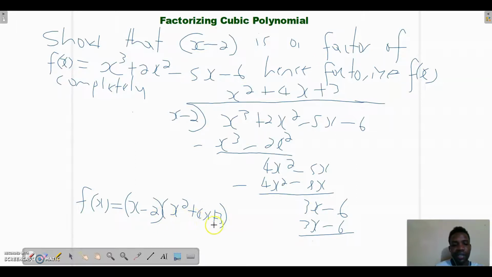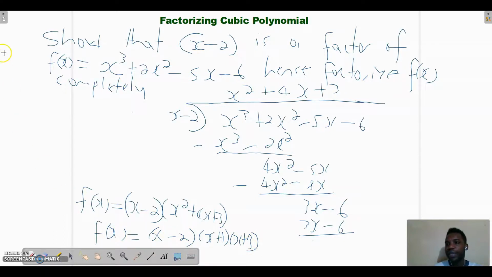So I'm going to have to go back and factorize a quadratic expression. Of course, we can use a shortcut in this case as well, because the coefficient of x squared is 1. So we want two numbers. When we multiply them, we get 3, but when we add them, we get 4. That would be 1 and 2. So f of x would actually become x minus 2 times x plus 1 times x plus 3. And that is complete factorization. I now have f of x written as a product of 3 linear factors.